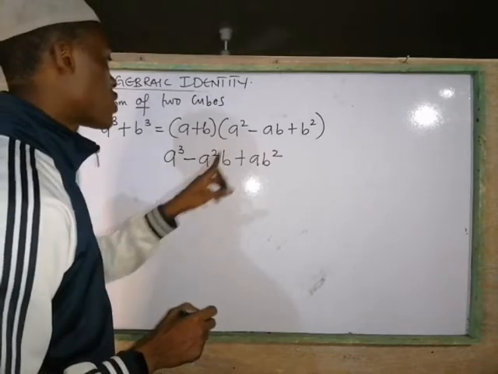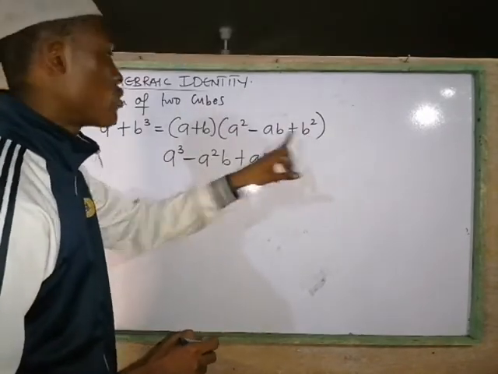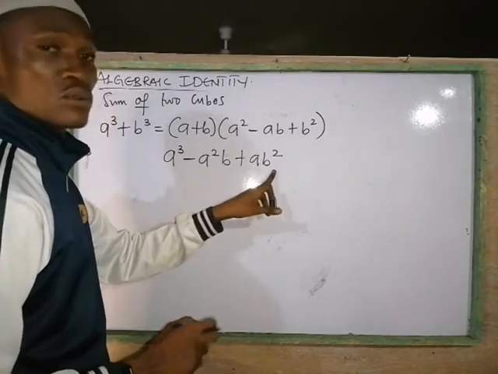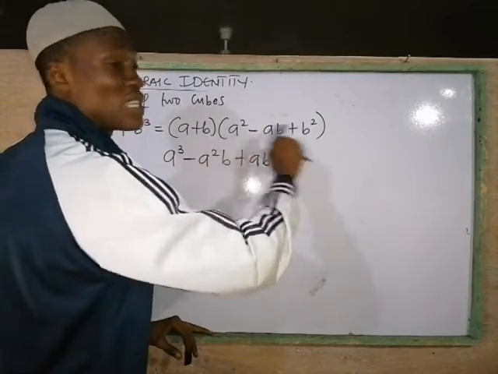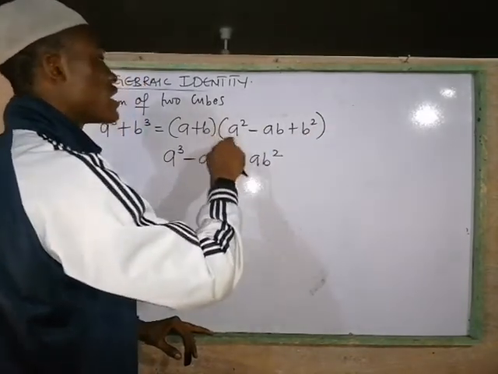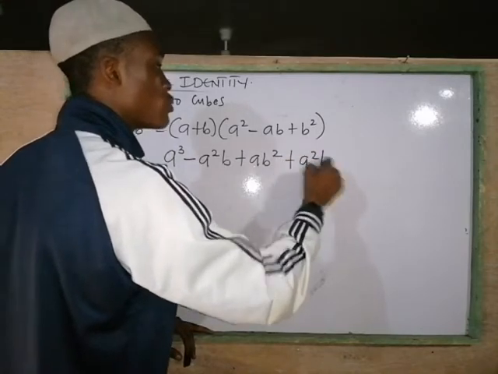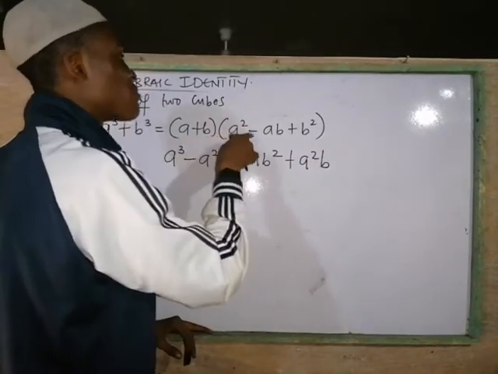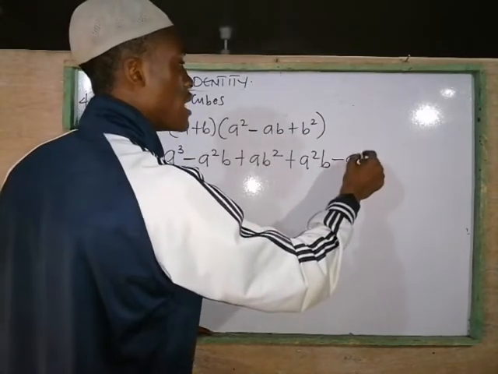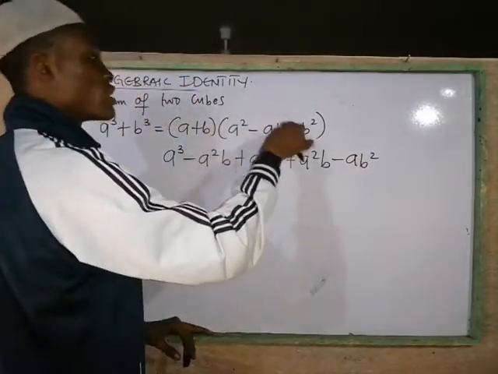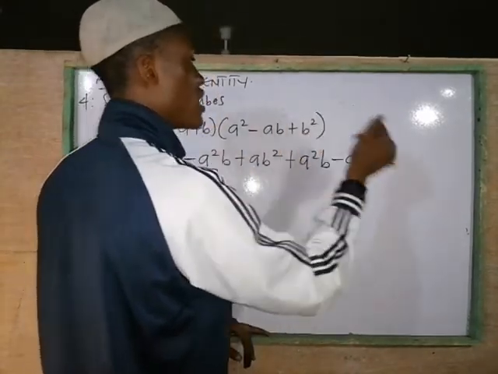A times minus ab: a times a becomes a squared, then you put the b. Then a times b squared, you just put the a and put the value. As simple as that. Then you also use b to multiply all you have in this other bracket. B times a squared, you have a squared b. Then b times minus ab, b times b becomes b squared, minus ab squared. Then b multiplied by b squared, you have b cubed.